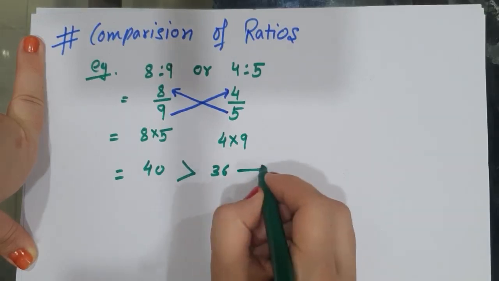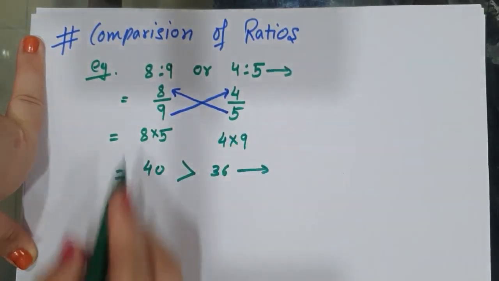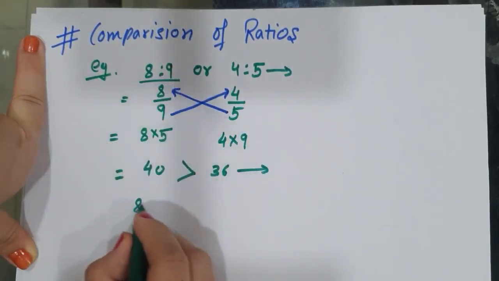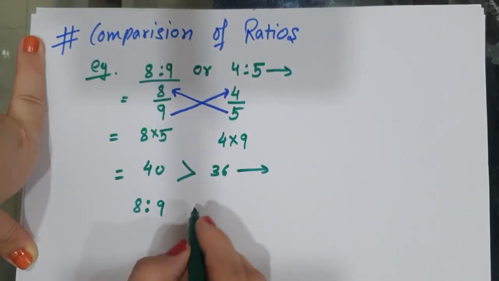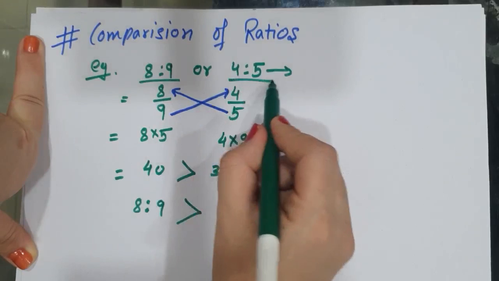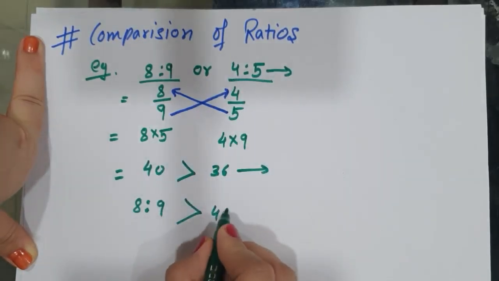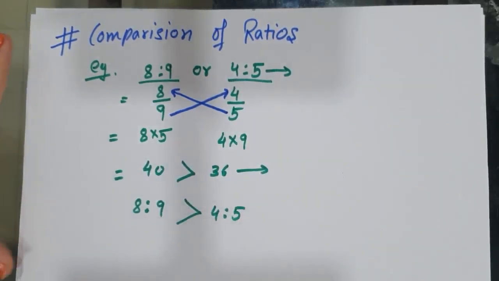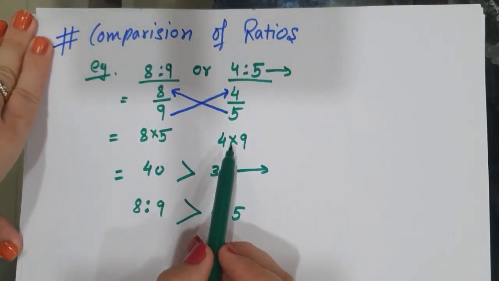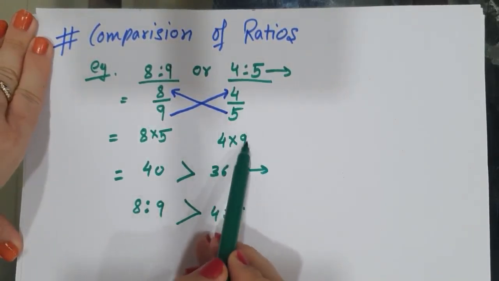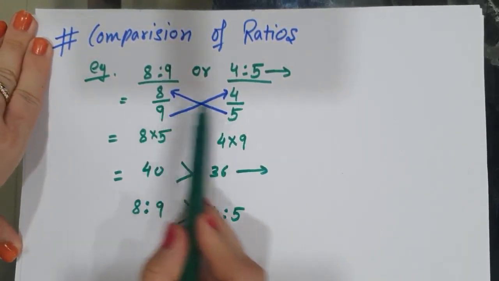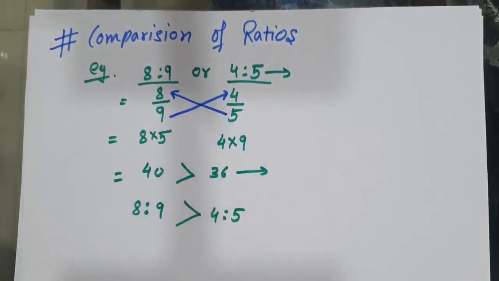So, comparing this with the question, the left one, that is 8:9, this ratio is greater than the ratio on the right side. This is the reason. I ask you to write the multiplications right below the given fractions. This is all we have on ratios.